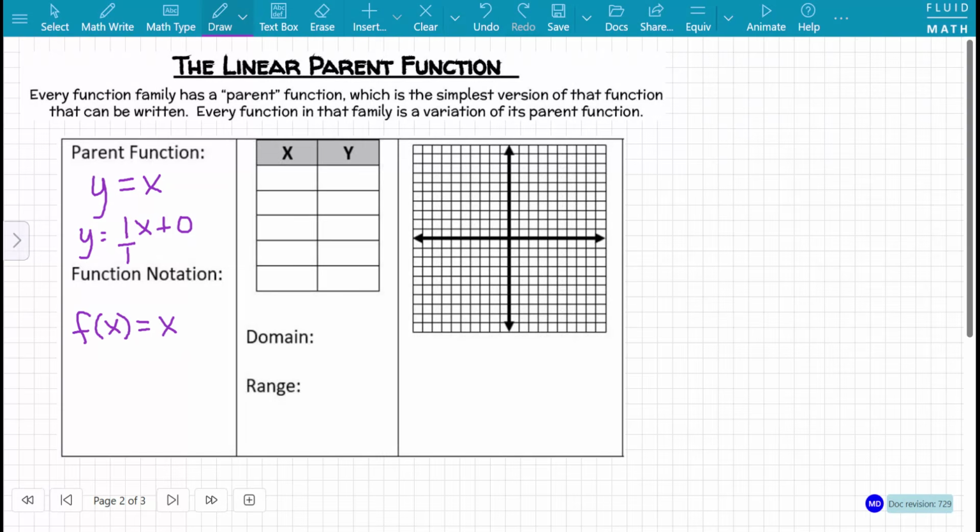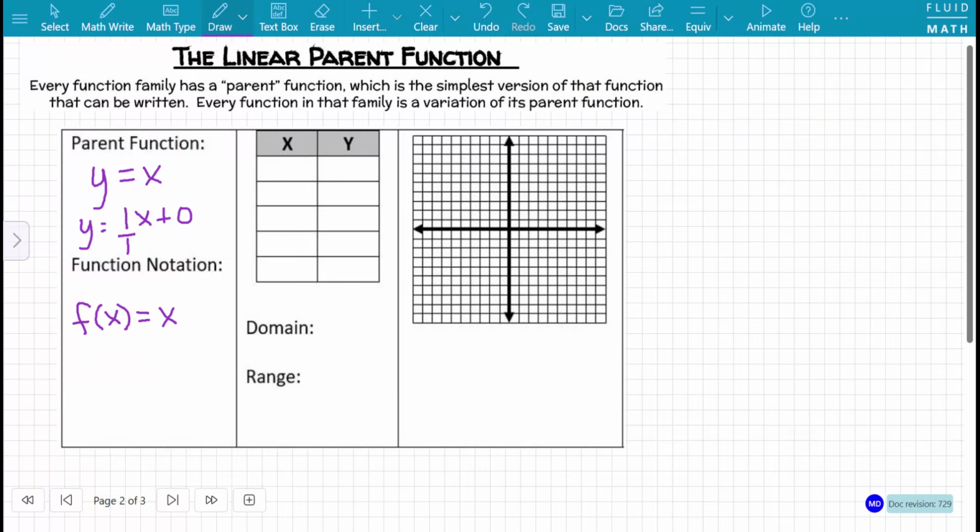So when I look at the linear parent function, every x is the same as y because y equals x. So if I put in -2 for x, I get -2 for y. If I put in 0 for x, I get 0 for y. If I put in the square root of 17 for x, I get the square root of 17 for y. If I put in -4/7 for x, -4/7 for y. If I put in pi for x, I get out pi for y. So whatever I put in for x, I get the same thing out for y.